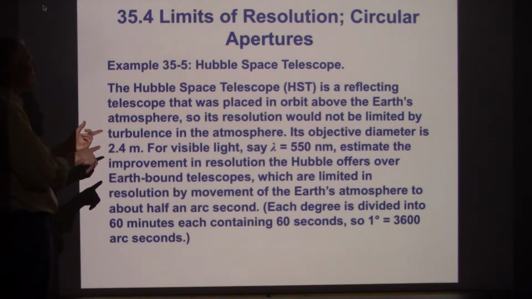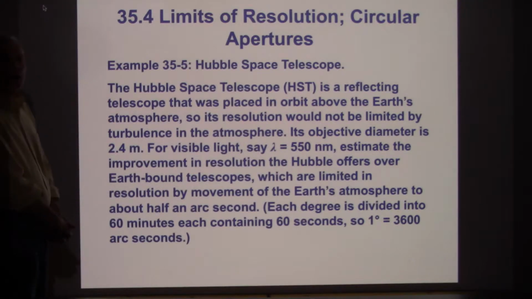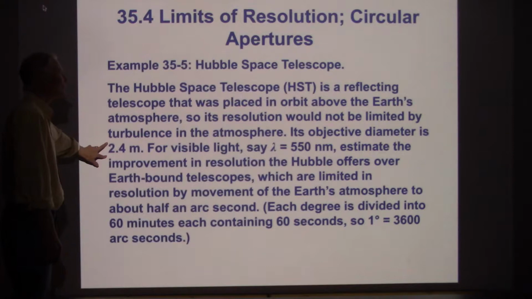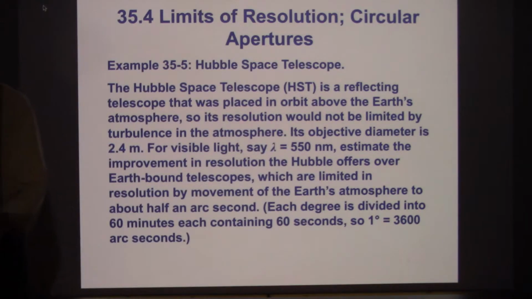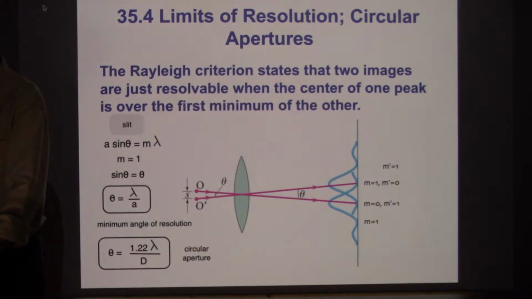So let's take a look and say, well, what about diffraction effects? Now, the objective lens has a diameter of 2.4 meters. And so let's go back and look at this.